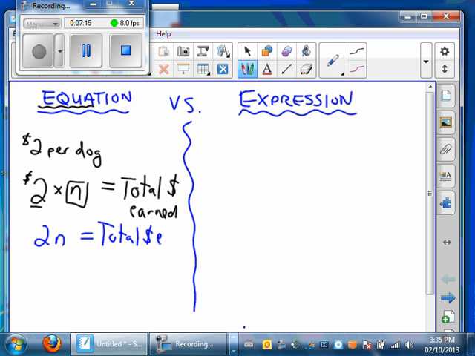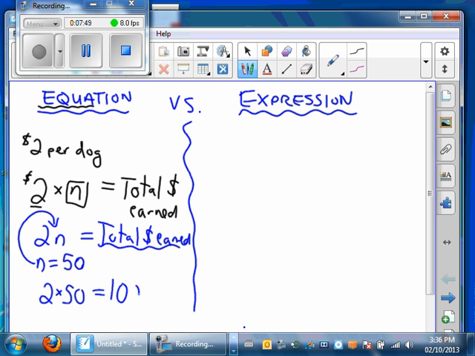All right, well, let's say, for example, n is actually equal to, say, 50. Say you sold 50 hot dogs. Well, what you're going to do is you're actually going to plug in the number 50 for n. So now the equation actually turns into 2 times 50 equals, and what is it going to equal? It's going to equal the total money earned. So how much is the total money earned? In this case, it's $100.